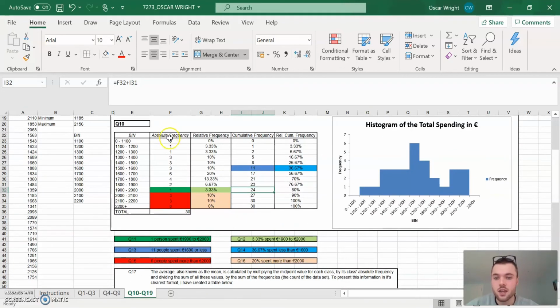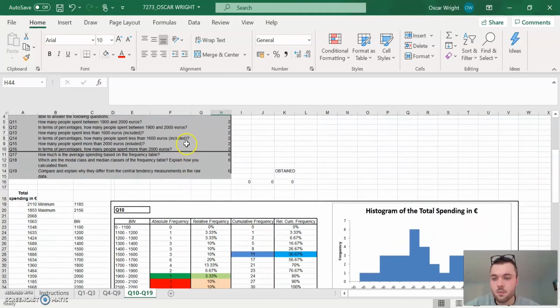Or what we've done here is we've taken the absolute frequency and all the absolute frequencies that appear after this interval of 1900 to 2000, so i.e. 2000 to 2100, 2100 to 2200, and 2200 plus, are all the people that spent over 2000. So we can sum up these absolute frequencies, and we get the same as what we would have got from the previous calculation, which is 6. So question 15, 6 people spent more than 2000 euros.